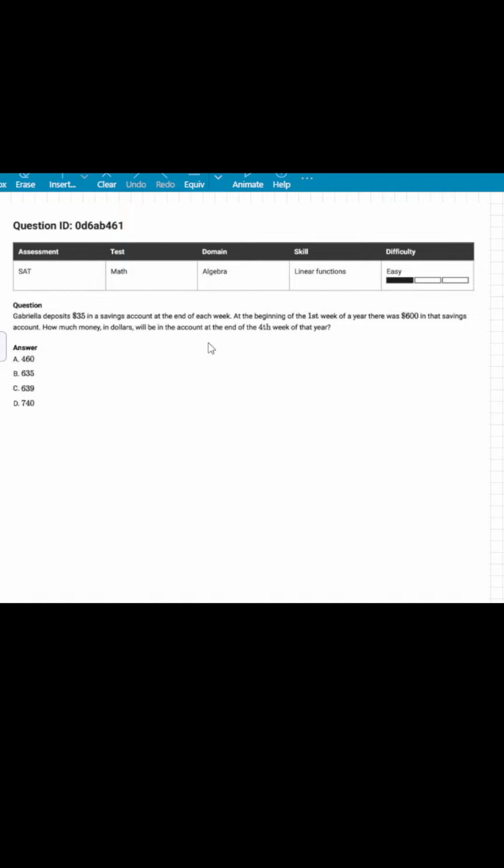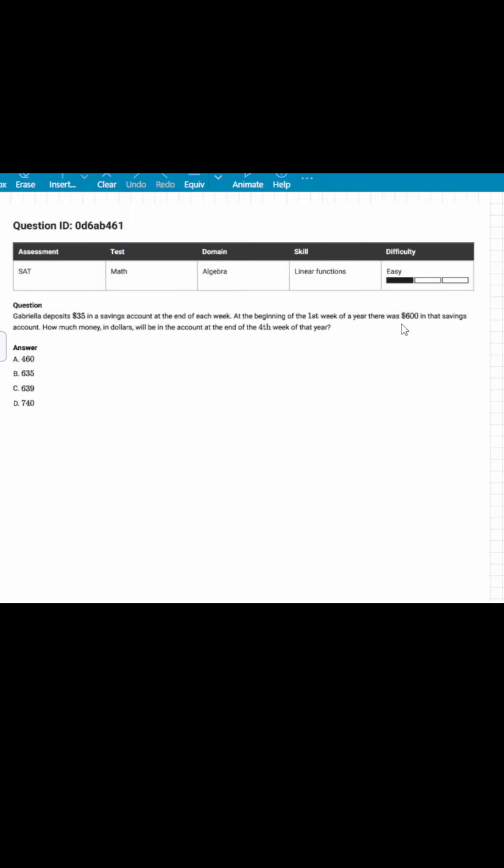Okay, so let us start with this first question here. This is an algebra question based on linear functions, and it is an easy difficulty level question. So the question is, Gabriela deposits $35 in a savings account at the end of each week. At the beginning of the first week of a year, there was $600 in the savings account. So how much money will be in the account at the end of the fourth week of that year?